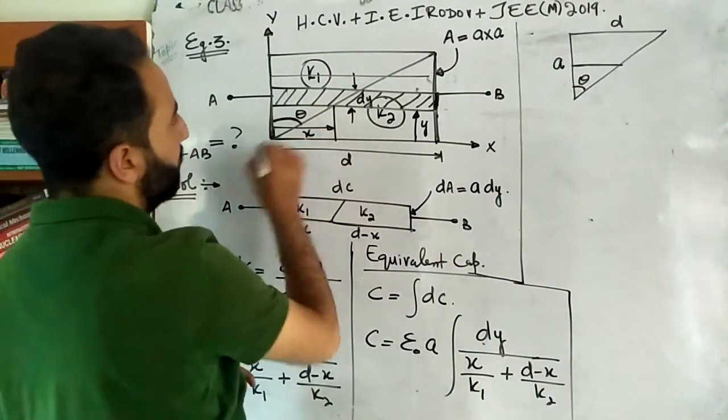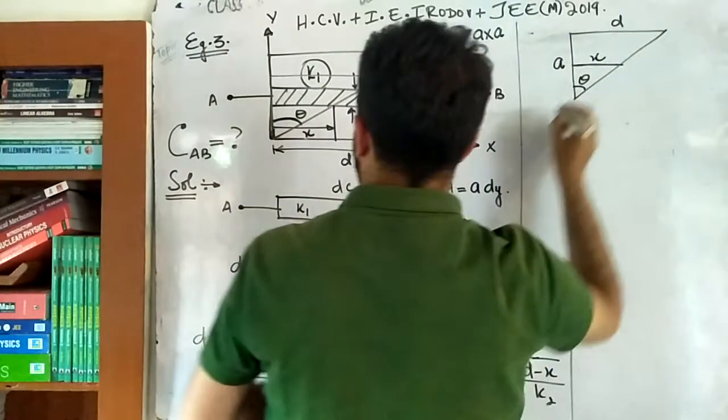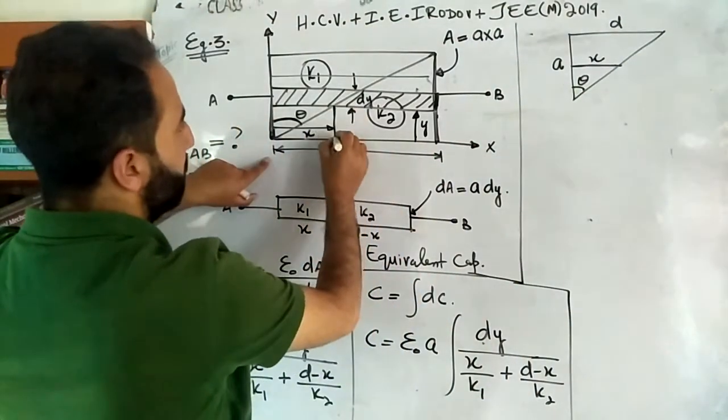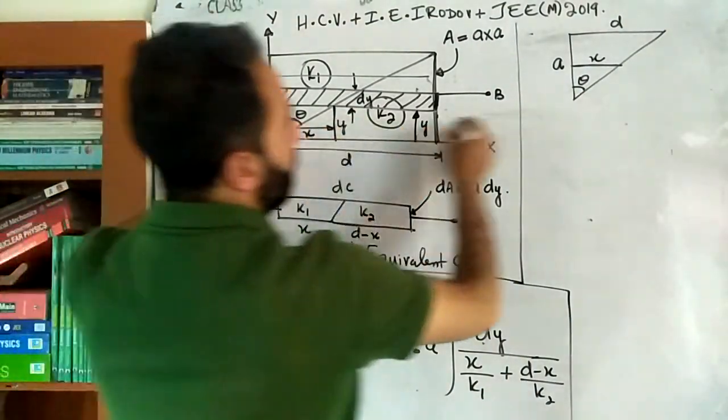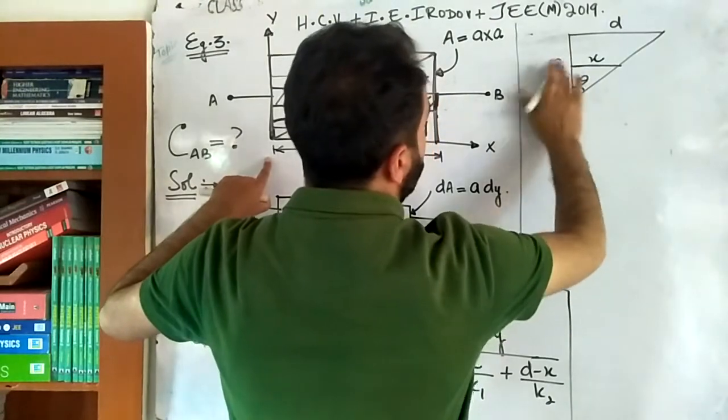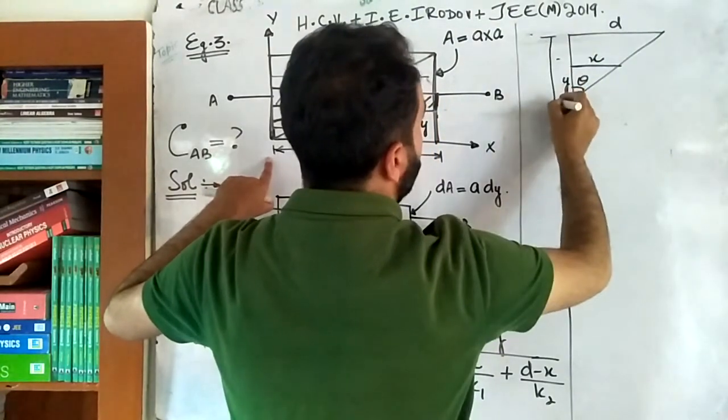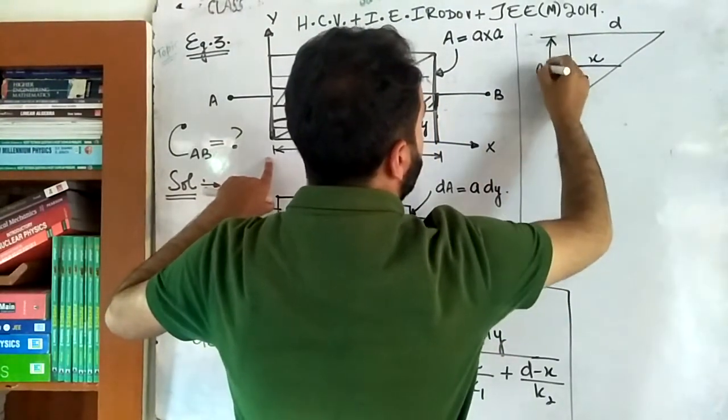This opposite side is equal to x. So this will be x. And then what about this? This here is y, isn't it? So this side is y. And this is a. From here to here, this is a. Okay?